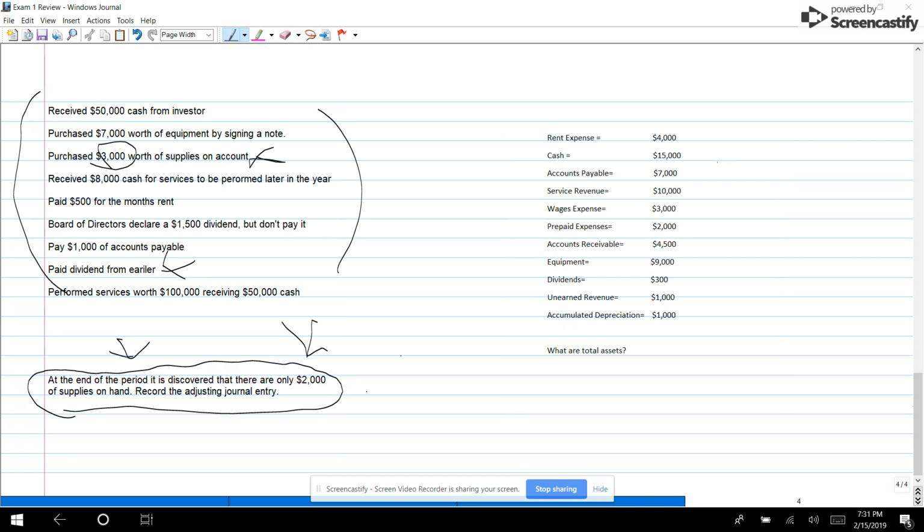All right, the first thing you're going to want to do is label what each of these accounts are. So rent expense is an expense. Cash is an asset. Accounts payable, a liability. Service revenue is a revenue. Wages expense, an expense. Prepaid expenses.